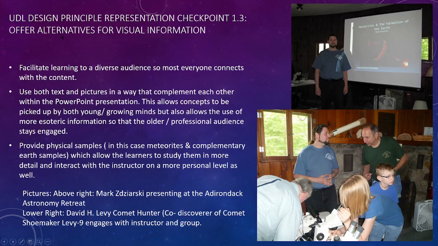Another UDL design principle that I chose was checkpoint 1.3, offer alternatives for visual information. Just as a background here, these two sets of pictures were from the David H. Levy Adirondack Astronomy Retreat. I sometimes do talks during the day, and they do astronomy at night. David H. Levy was one of the co-discoverers of the famous Shoemaker-Levy 9 comet back in 1994 that hit Jupiter. So why did I choose this one?